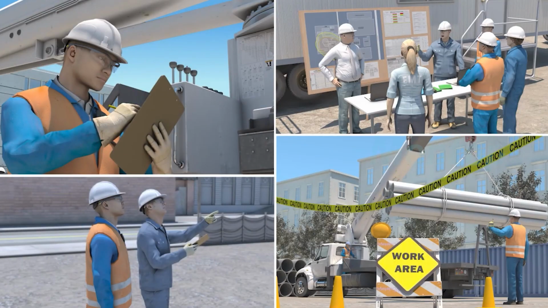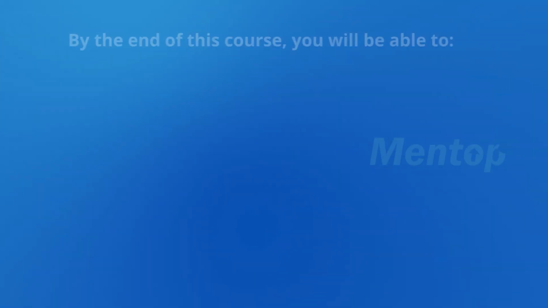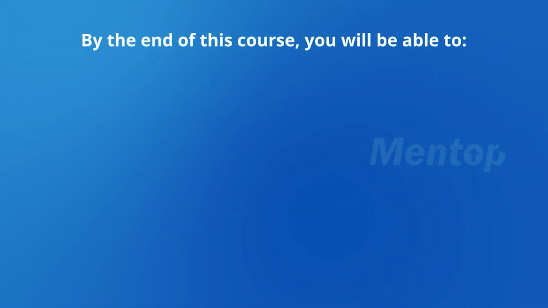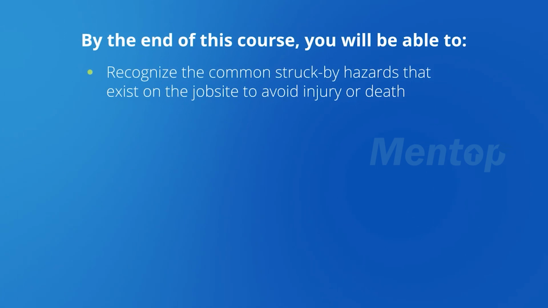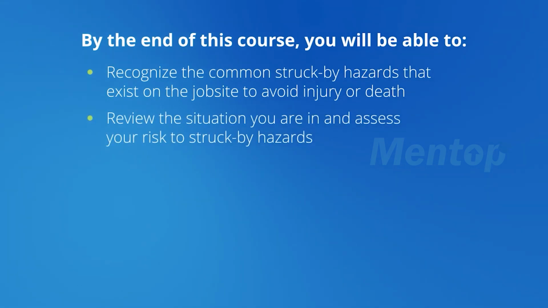In this course, we'll show you how to recognize, evaluate, and control each of these hazards and the steps your employer should be taking to prevent accidents on your job site. By the end of this course, you will be able to recognize the common struck-by hazards that exist on the job site to avoid injury or death, review the situation you are in, and assess your risk to struck-by hazards.